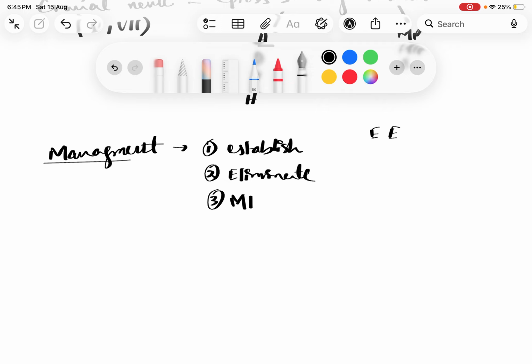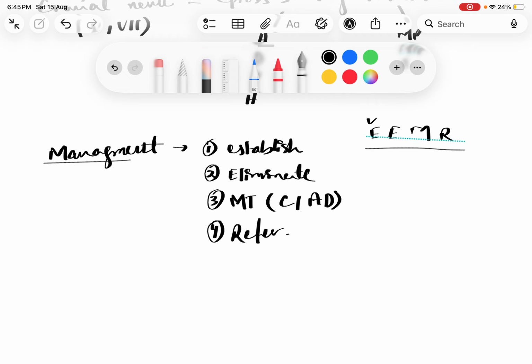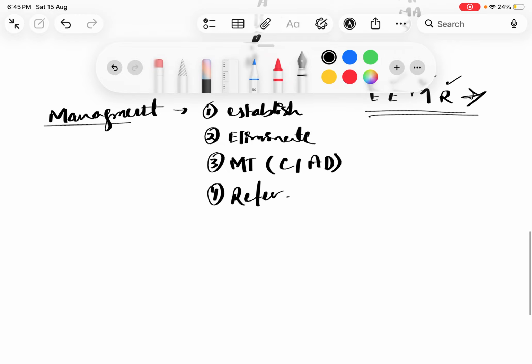Then you move on to medical treatment. That can be either carbamazepine or an antidepressant depending upon the condition, neuropathic pain here. And then you lastly refer the patient. So this is very easy management. What is it? EEMR. That is establish the patient's likely adherence to treatment and treatment goals, eliminate odontogenic pain, medications, carbamazepine, antidepressants, and refer to a neurologist or specialist for nerve conduction test.